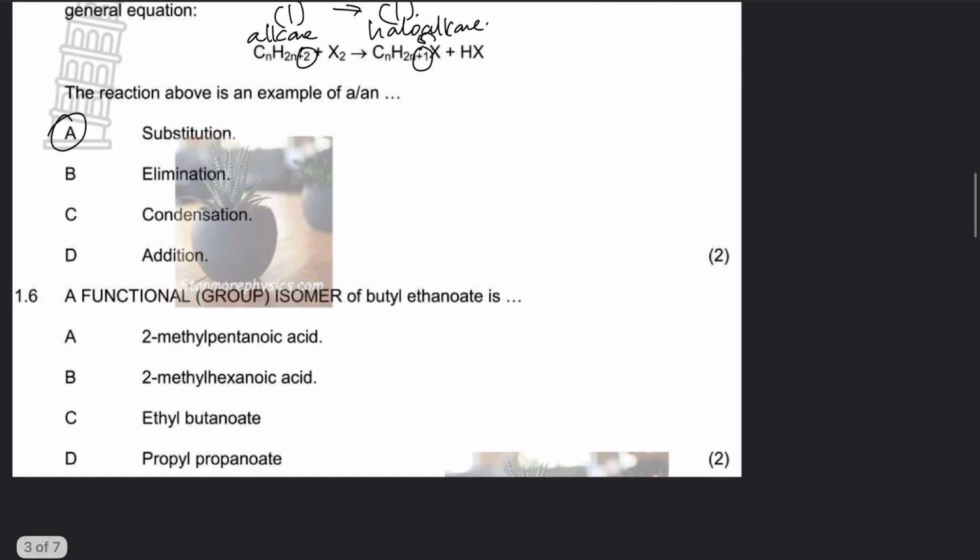Question 1.6. A functional group or functional isomer of butyl ethanoate. Okay, so butyl ethanoate, that is an ester.